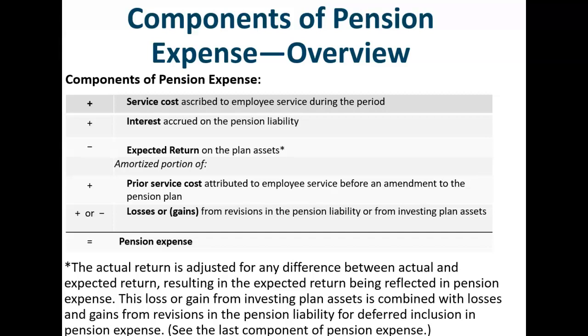Recognition of some elements of the pension expense is delayed. Notice it says amortization of. And the annual pension expense reflects changes in both the pension obligation and the plan assets. We'll cover all of the aspects in this calculation as we continue working through this chapter.